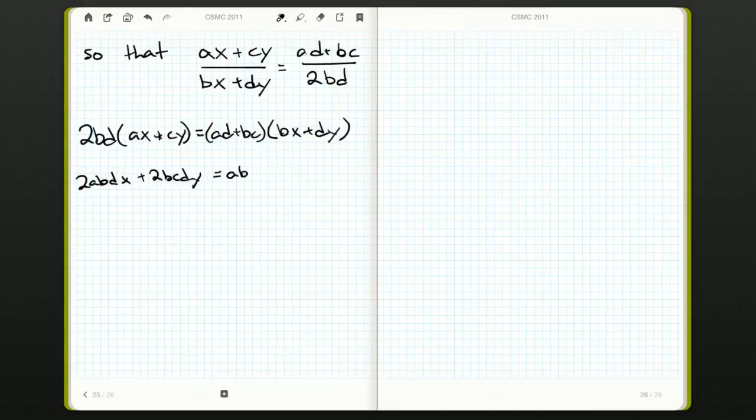Okay. So expanding out the left-hand side, we get 2ABDx plus 2BCDy equals ABDx plus AD squared y plus B squared Cx plus BCDy. Okay. Well, looky here. I have a 2ABDx, and I have an ABDx, and I have a 2BCDy and a BCDy. So I can cancel these out.